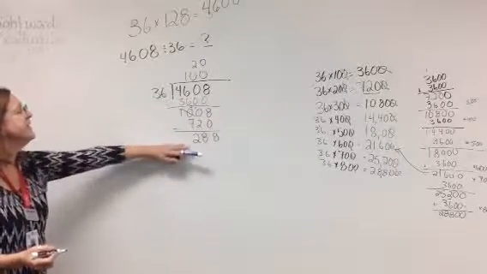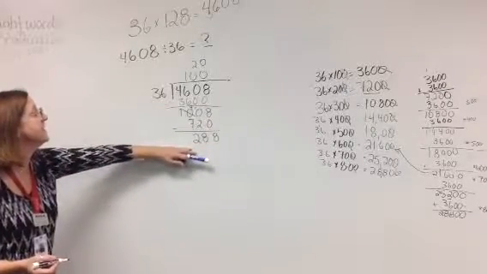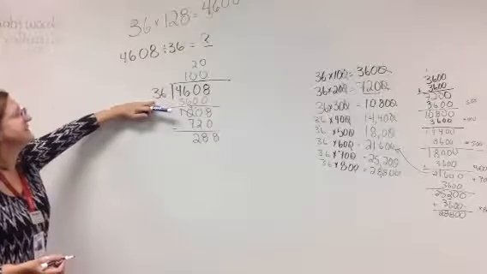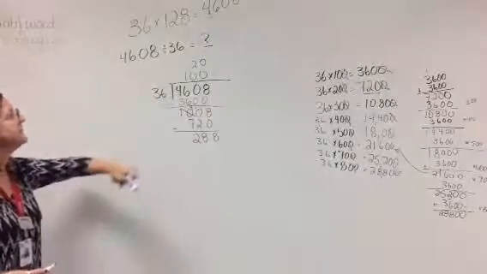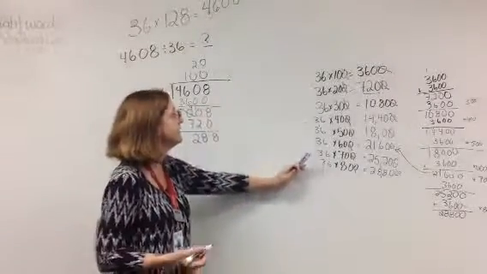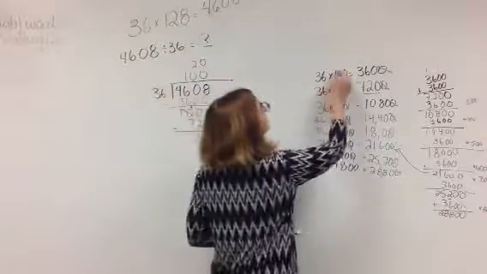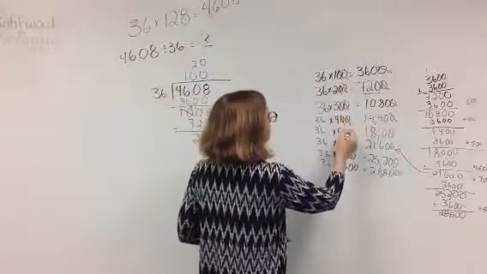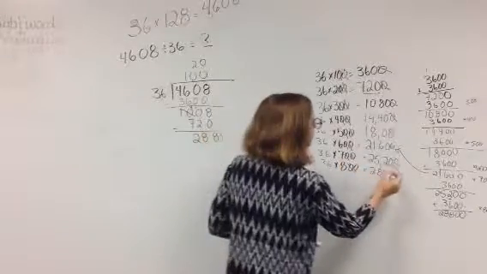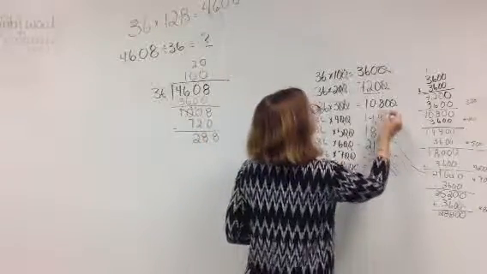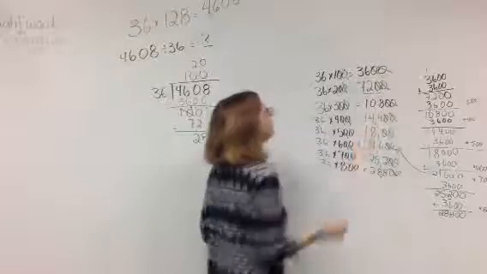Am I done? No. I still have a large number here. It's larger than 36. It's not 0. So I'm going to go back over here and cross off zeros. Cross off my zeros here. I don't need them anymore because I'm multiplying by the ones place.